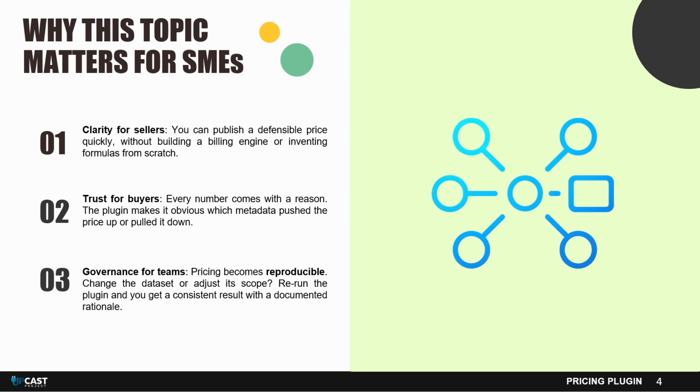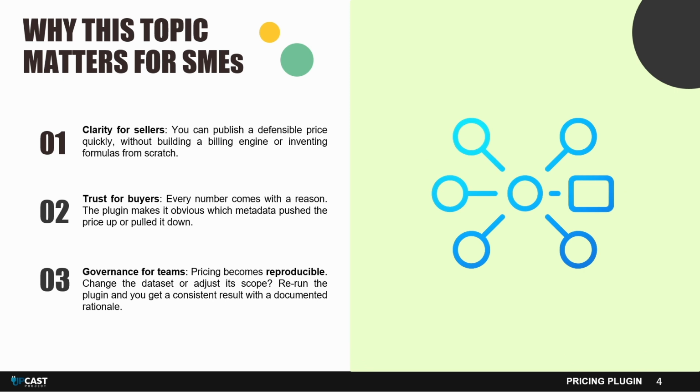For SMEs, this really hits the sweet spot. Low lift: you don't need to stand up billing infrastructure to get a list price. Predictable: easy to communicate and budget. Explainable: sales, product, and legal can all align on the same rationale. No black box. All of this functionality is accessible via a REST API, available at the provided endpoint.